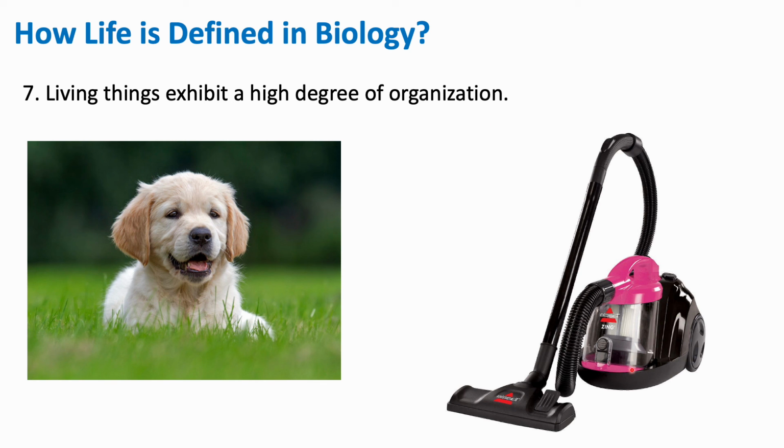But overall, we noticed that the vacuum did not have many of the characteristics that are used in biology to define if something is living, but the dog had all of those characteristics. So therefore, we would say that a dog is living and a vacuum is non-living. And those are the 7 characteristics we utilize in biology to define living versus non-living.